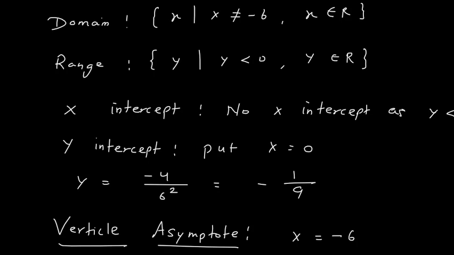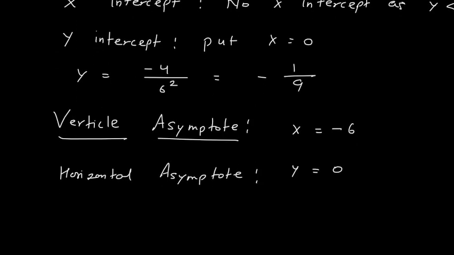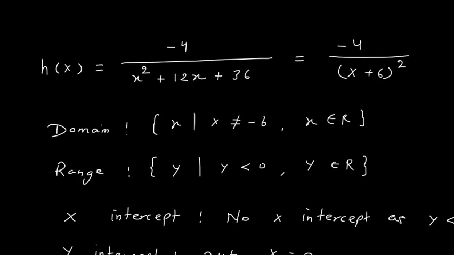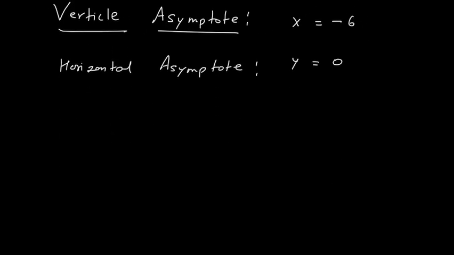So minus 1 upon 9 is the y intercept. And as far as vertical asymptote is concerned, x equal to minus 6 is the vertical asymptote, and there is no horizontal asymptote. Okay, there is no horizontal asymptote.